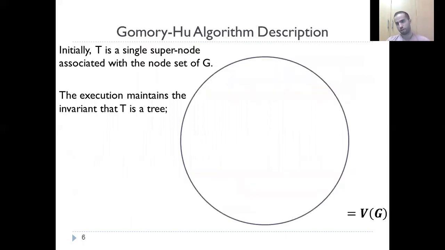So before I begin to show you how our algorithm works, let me first briefly describe the Gomory-Hu algorithm itself. So initially we have T, which is a single supernode, as it is associated with the entire node set of the input graph. And the execution maintains the invariant that T is a tree.